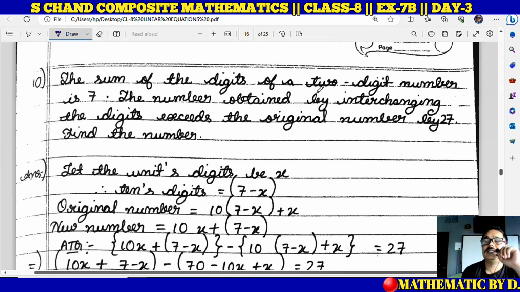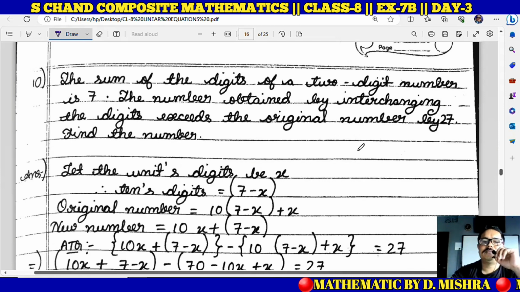This type of question, one is this digit and another is age-related question. Then one is speed, downstream and upstream. So these are the unique questions of this exercise. So I will suggest you to practice more this type of question. The sum of the digits of a two-digit number is 7.